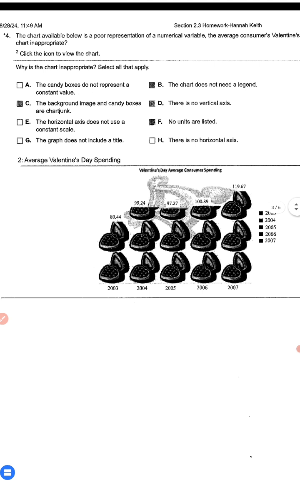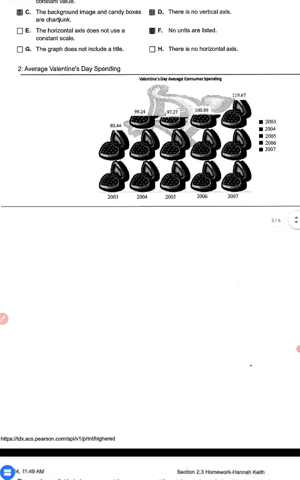And you kind of see the same idea here. This would be another example of chart junk. So we're using pictures. I don't really understand what those pictures even mean, right? There's no clear axis going up and down. There's no scale. It's not a good graph.